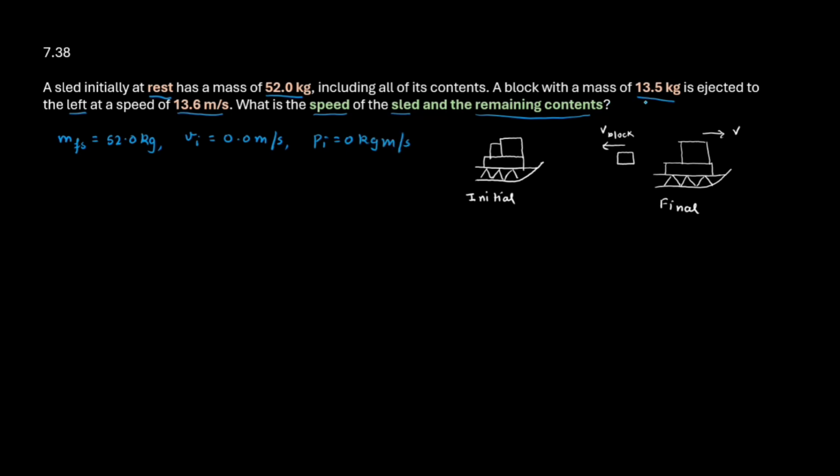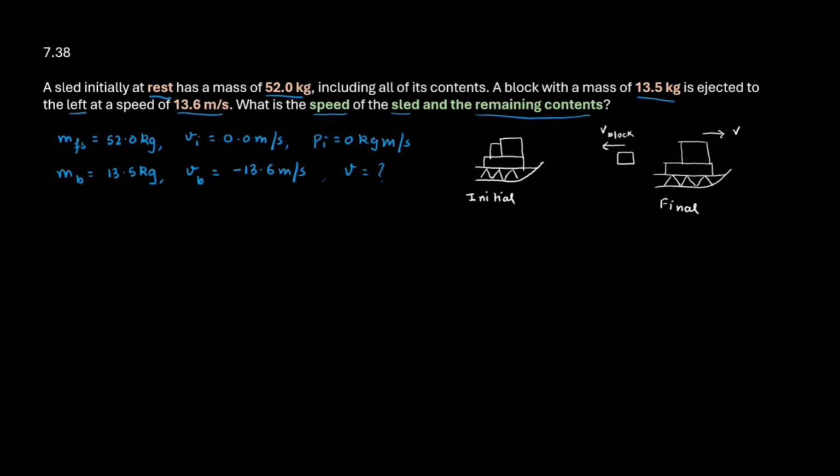Later, a block of mass 13.5 kg is ejected to the left. So we write the mass of the block as mb, which is 13.5 kg. And it is ejected to the left with a speed of 13.6 meters per second. So we write the velocity of the block to be negative 13.6, negative because it is going to the left. When the block is ejected, the sledge will recoil. It will move in the opposite direction. And we need to find the speed v of the sledge with its remaining content.